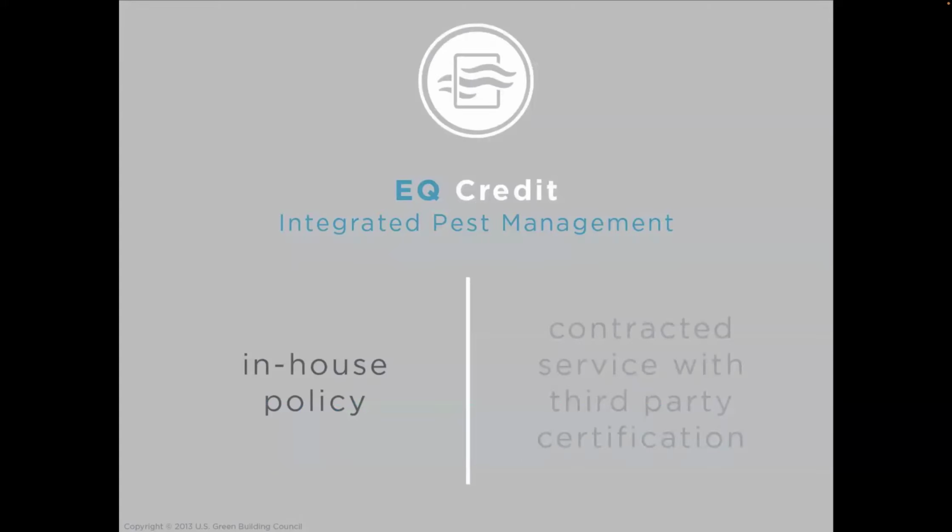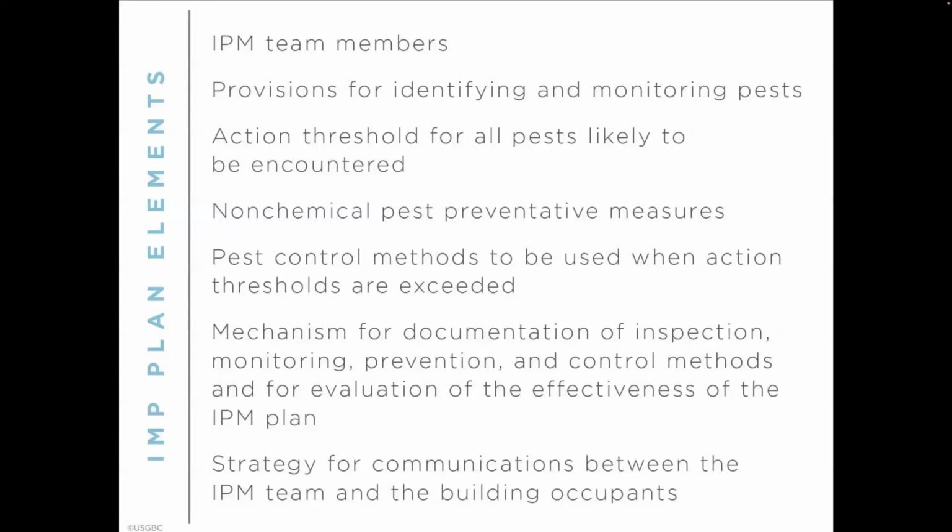All right. So do you have an in-house policy, if you have staff that do this, or are you contracting with a third party that uses IPM strategies? And you have to document all this to get the point. You have to identify and monitor the action thresholds for all pests likely to be encountered. So what do you do when you see a couple, when you see many, or you have an infestation? Again, you want to try non-chemical preventative pest management. And what are you going to do when you reach these thresholds? Again, that's all identified in the reference manual.